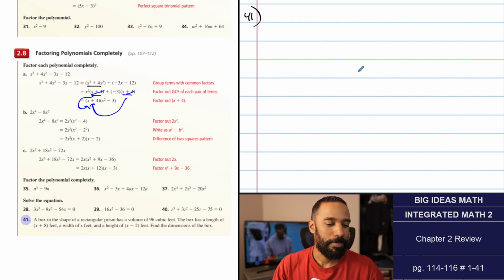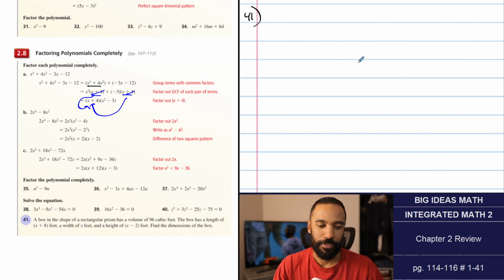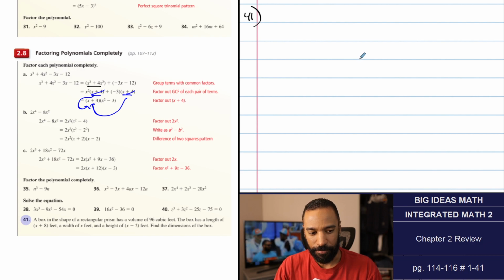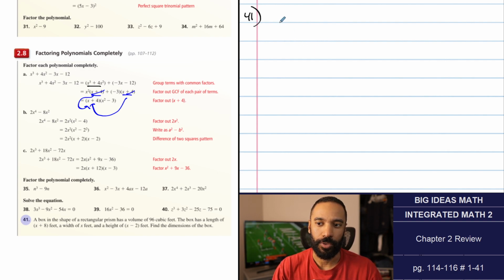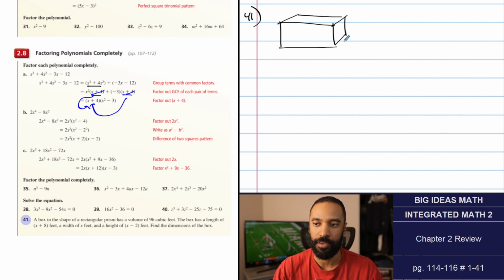Number 41. A box in the shape of a rectangular prism has a volume of 96 cubic feet. The box has a length of x plus 8 feet, a width of x feet, and a height of x minus 2 feet. Find the dimensions of the box. So a box, when in doubt, draw it out. I don't know if that's a phrase I've been able to say to you guys quite yet, but it's something for word problems that you'd want to do if they don't have a drawing.